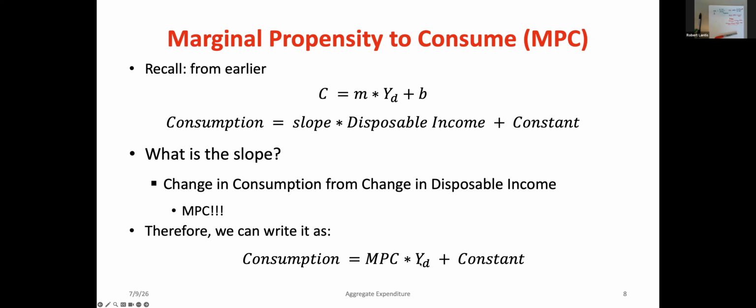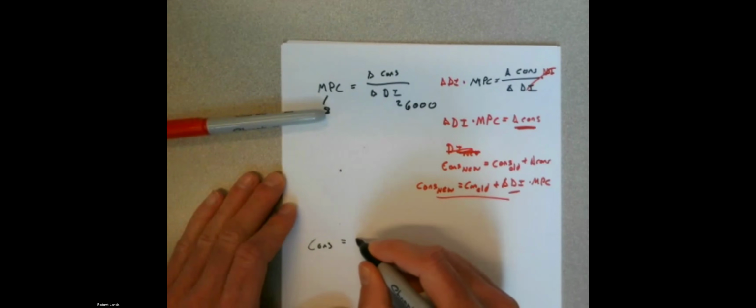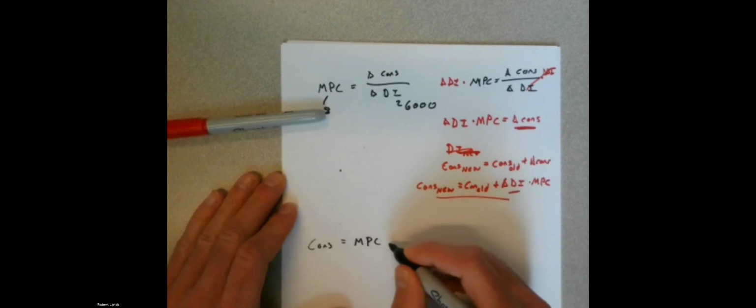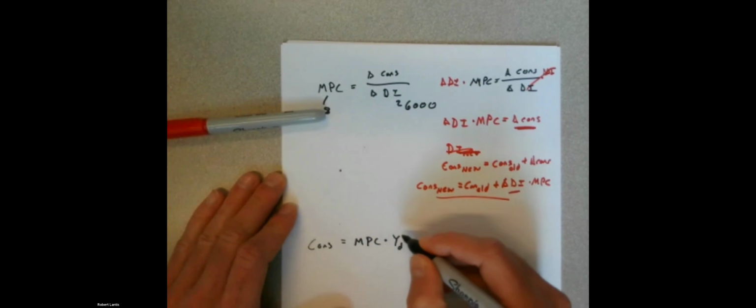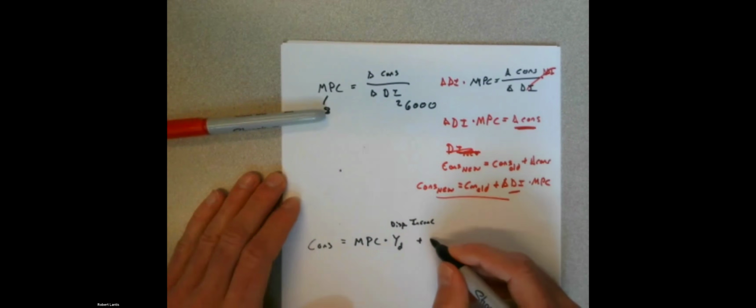because people don't spend all of their income. If they did, what would be true? Well, if we spend all of our money on consumption, that marginal propensity to consume would have to be 1. Another way of thinking about this is if I had a function where consumption is equal to my marginal propensity to consume times my disposable income plus some constant.